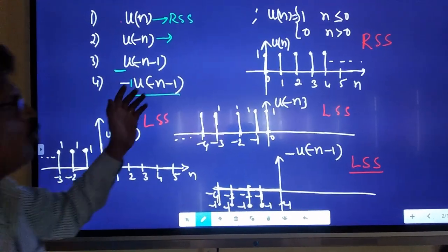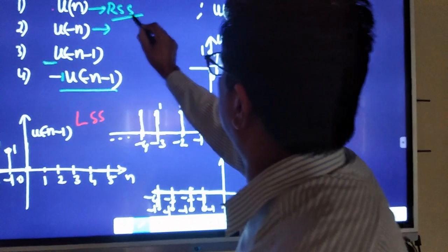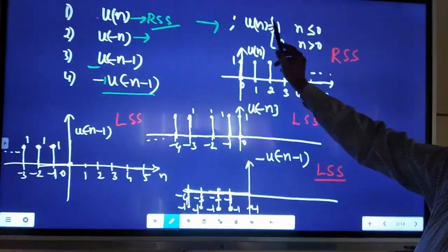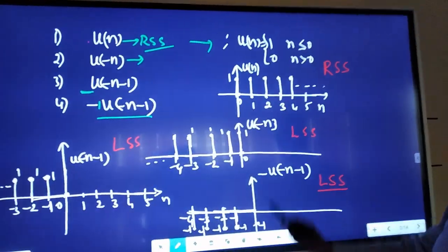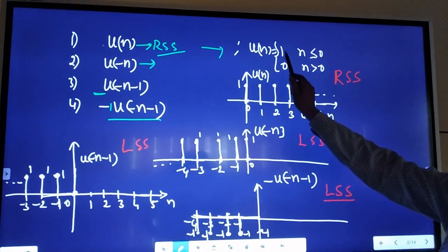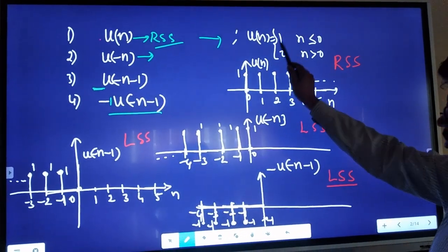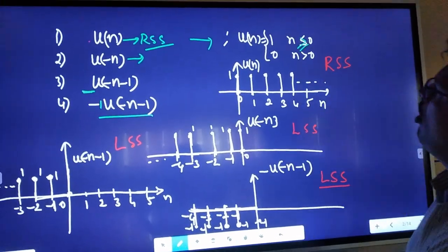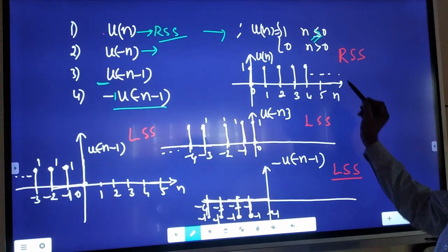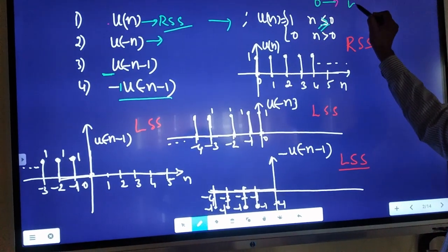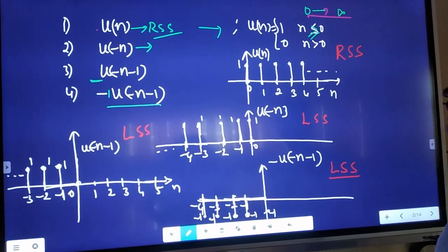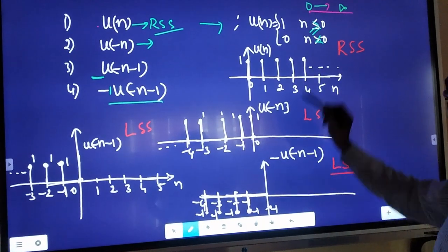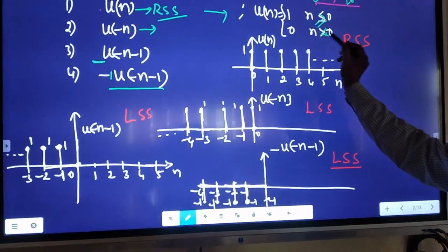Now let me see all four here. You know this, a simple step function, the unit step function, defined by u of n is equal to 1 for n greater than or equal to 0. It exists from 0 to infinity. Right? For n less than 0, sorry, this is reverse.